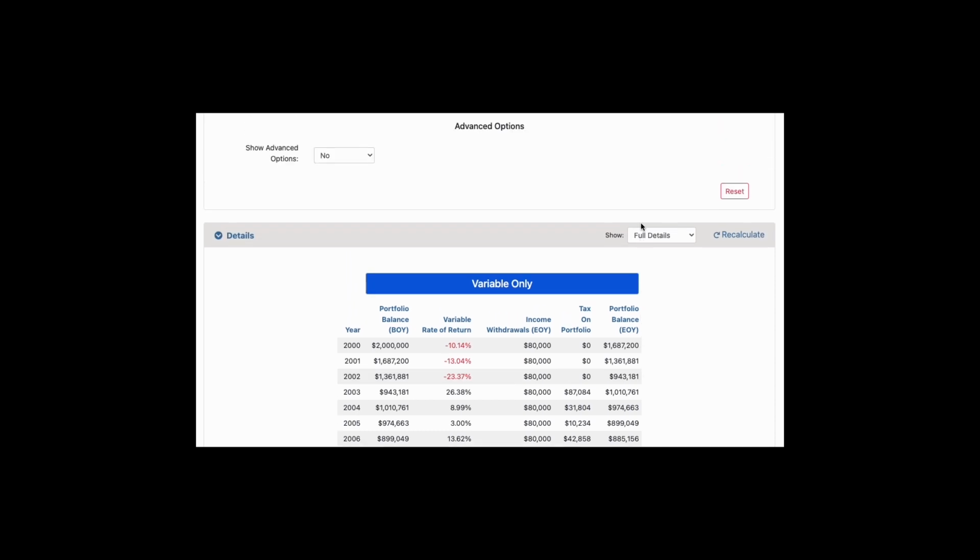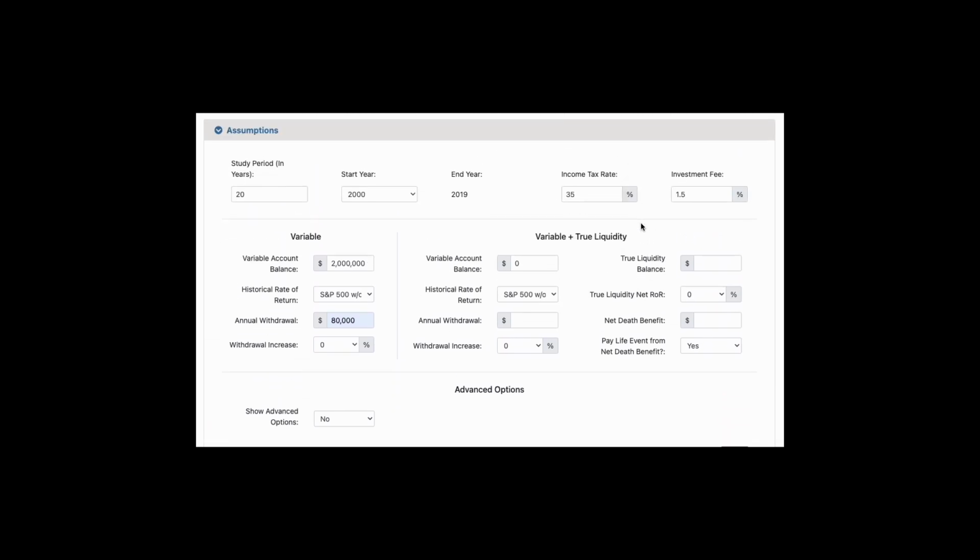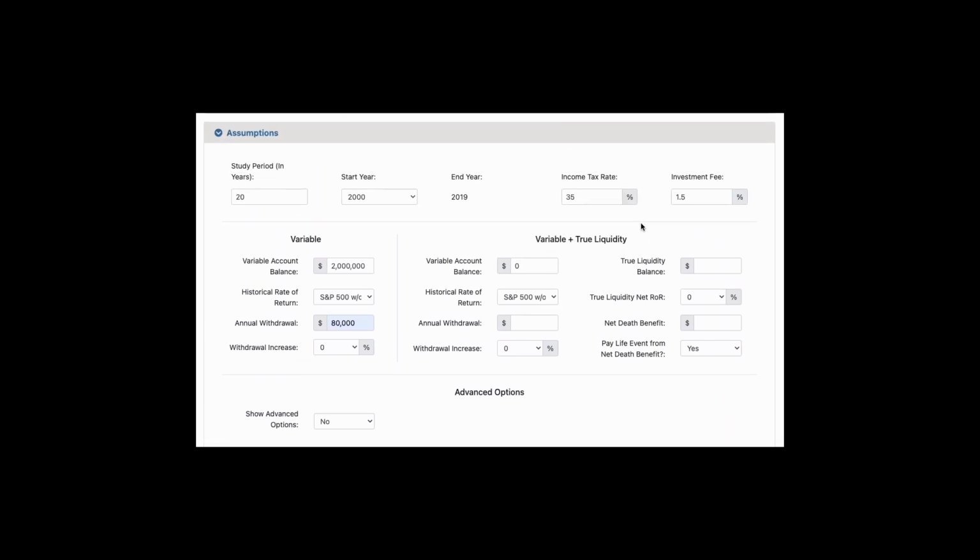Now let's see what would happen if we took cash, money market fund, or municipal bond, something conservative, and instead of putting all $2 million into a variable account, we put $1.5 million into that same variable account, and then we put $500,000 into cash, money market fund, or a municipal bond.